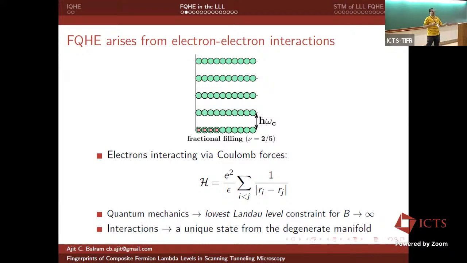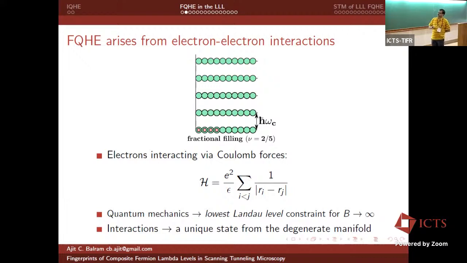And if you take the number of electrons to be very large, then at a fixed filling factor, you get N choose N over nu degeneracy. So that's a huge amount of degeneracy. But we know that there is a gapped ground state. So what we have ignored till now is Coulomb forces. And there are always Coulomb forces because electrons are charged particles. And what happens is that Coulomb interactions pick one unique state from this highly degenerate manifold.